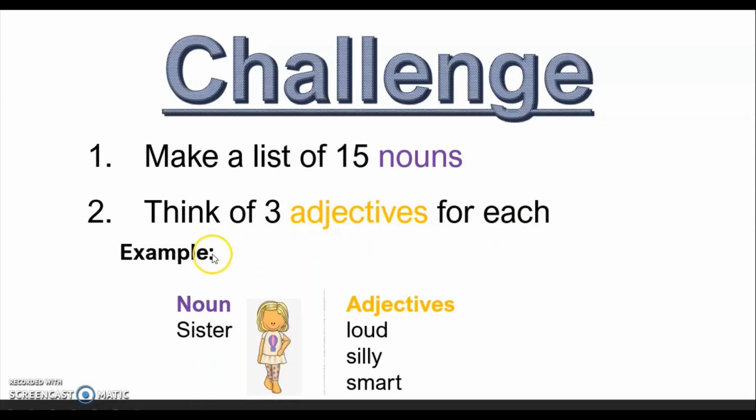So here's an example. So the noun I picked first is my sister. And some adjectives or describing words I might use for her are, she's loud. Okay, that's something I think. She is silly, or I might even describe her as smart.